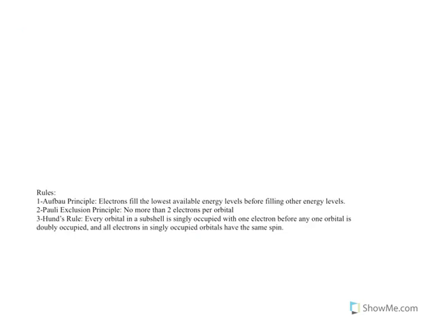Alright, so now let's get into electron configurations. The rules that you knew for the apartment complex, they have names for them. So let's go ahead and clarify them. First one is called the Aufbau principle. The Aufbau principle says that electrons fill the lowest available energy levels before filling other energy levels. Then we have the Pauli exclusion principle that says no more than 2 electrons per orbital.